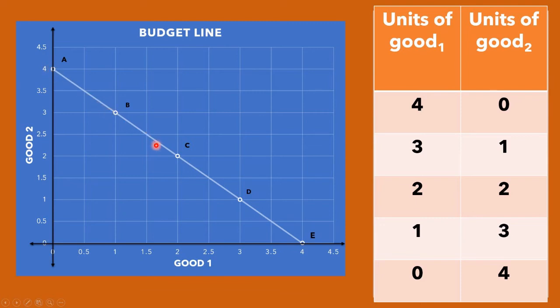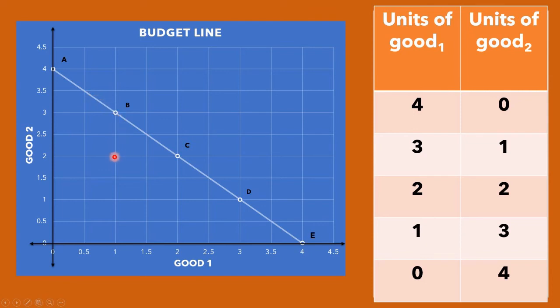When we join all such points, we derive the budget line, which we call AE. Remember that all these bundles which are represented by these points are costing exactly equal to the income. So this gives us our budget line.